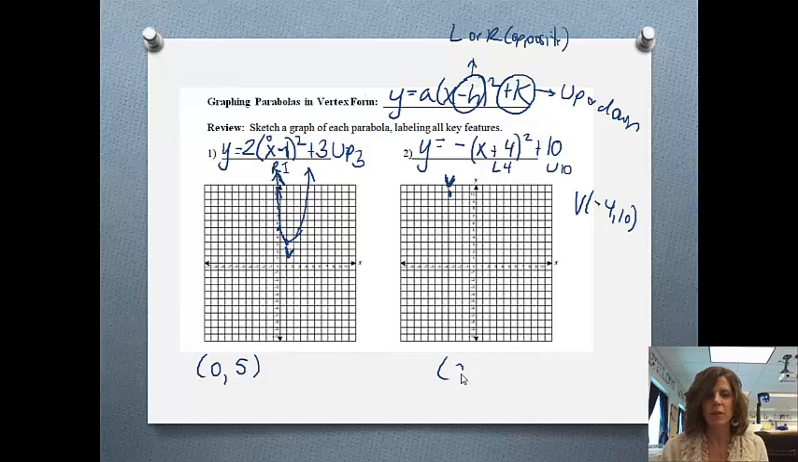The next thing we're going to do is find the 0 point. So we're going to go into this equation and plug in 0 for the x. 0 plus 4 is 4. 4 squared is 16. But then we have a negative sitting on the outside, which will make it negative 16. And then negative 16 plus 10 is negative 6. So the point 0, negative 6 is on our graph, which will be right there.